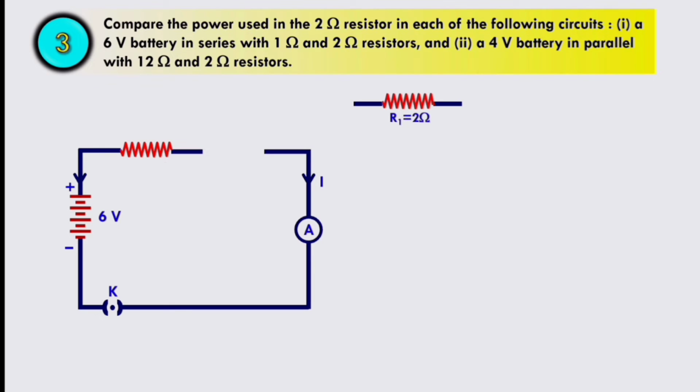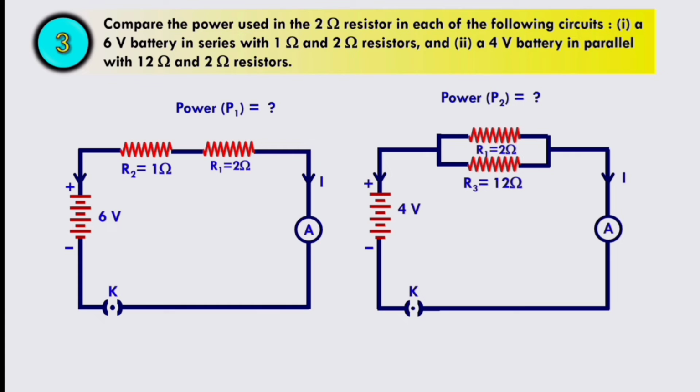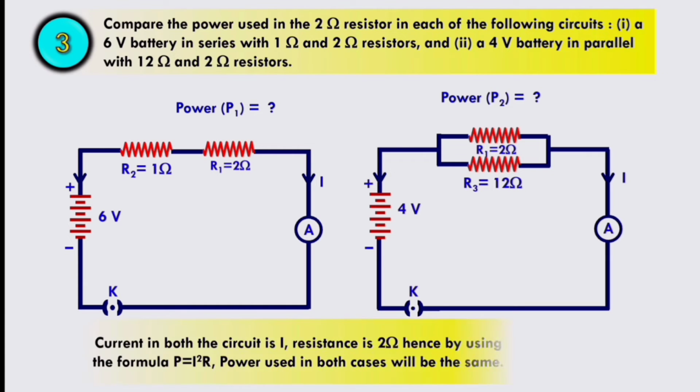Alright, so see here in this circuit, R1 and R2 are connected in series, where a 6 volt battery has been connected and current I is flowing. So we have to find out the power P1. Now see in the next circuit, where a 4 volt battery has been connected in parallel connection, where R1 and R3 are connected in parallel. Here also current I is flowing and we have to find out the power P2.